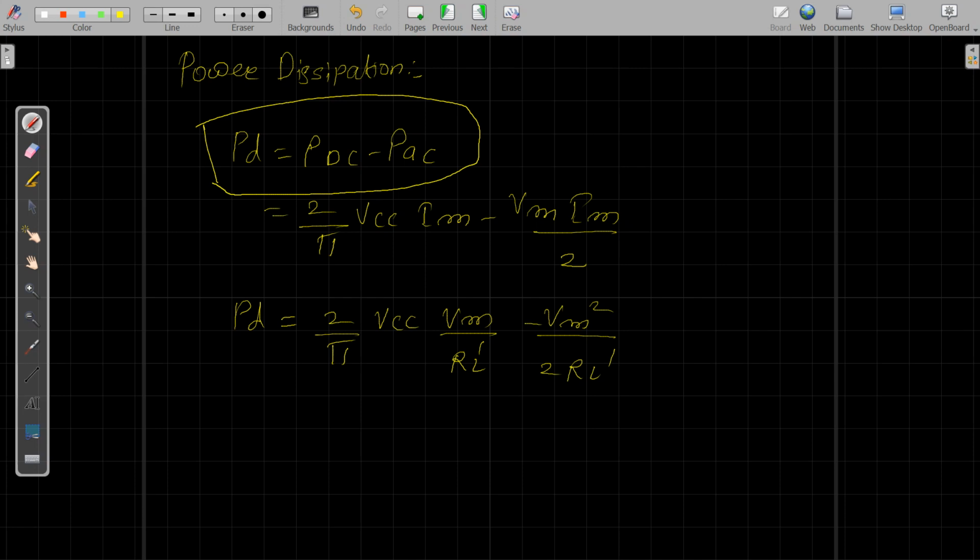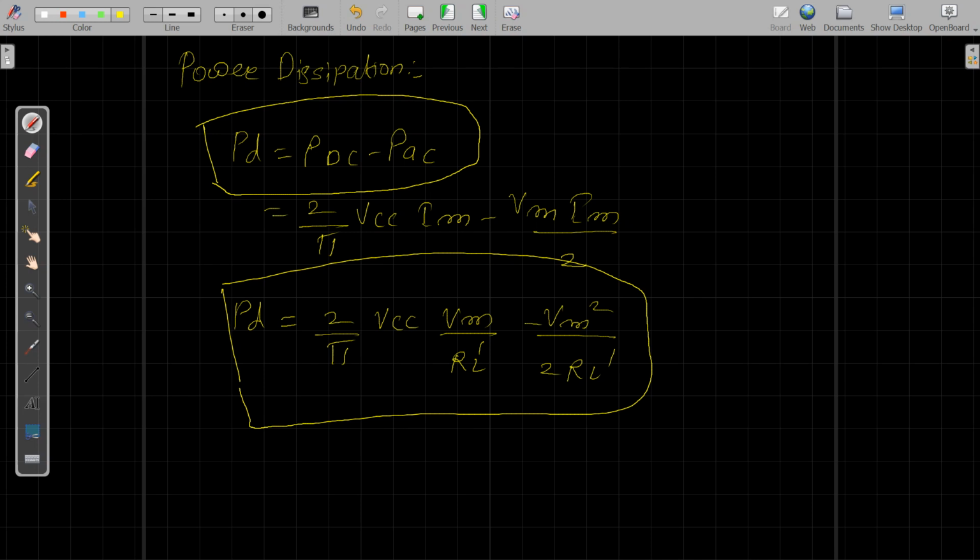Now as we have the PDC and PAC values, if I substitute those values, these are all known to us. PAC is Vm Im by 2, PDC is 2 VCC Im by pi. If you solve this, you will get power dissipation PD equals 2 by pi VCC Vm by RL dash minus Vm square by 2 RL dash.